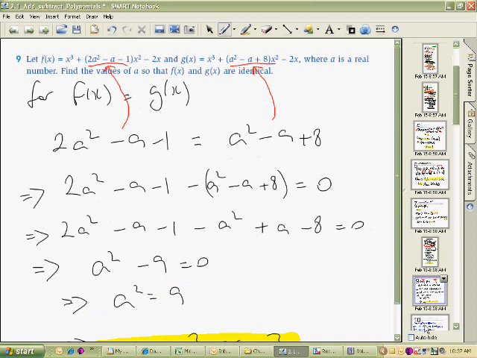Same story for this one here, but even harder. The x cubes are the same, 2x is the same, but this bit here, you've got a squared minus a plus 8 in front of the x squared, and 2a squared minus a minus 1 in front of the other. So this here has to equal this for them to be identical. So we end up with this situation, equating them to each other, making them equal to each other. And now we have to go ahead and work it out.